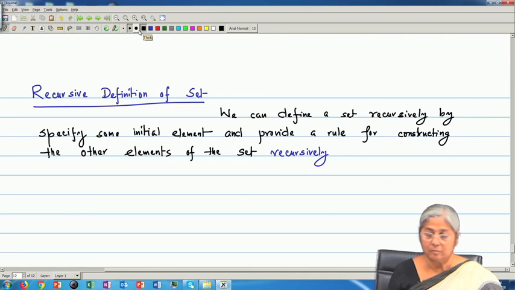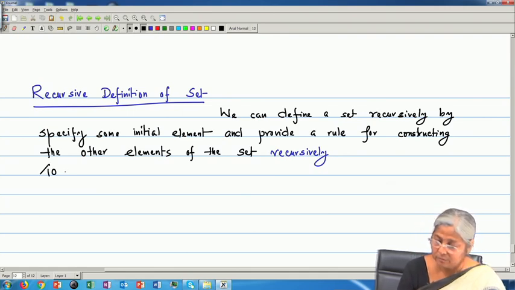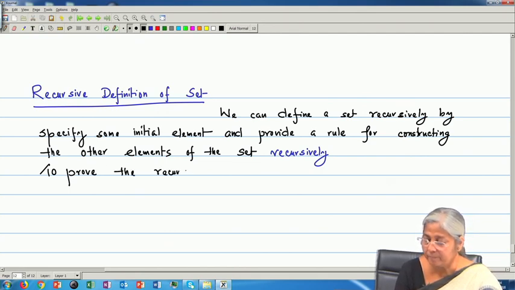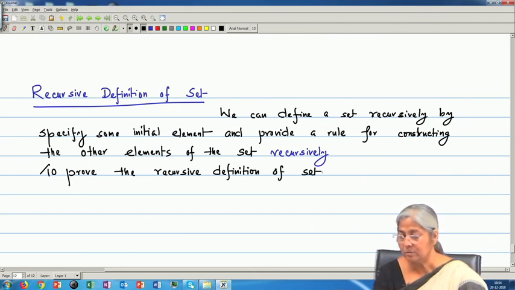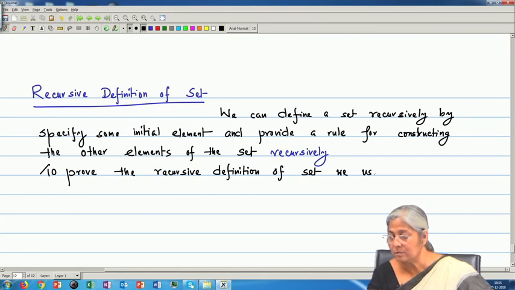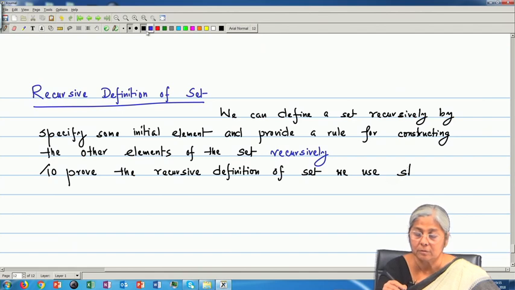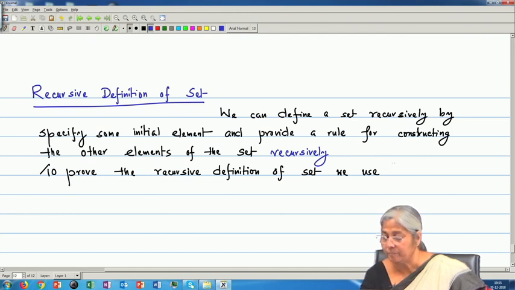Now, here also, to prove properties of a recursive definition of a set, we use structural induction, since this is a construction of the set.